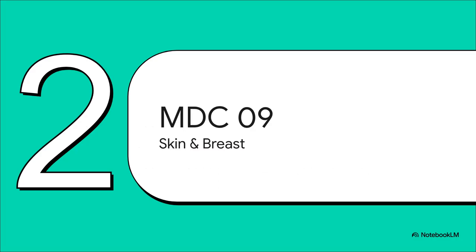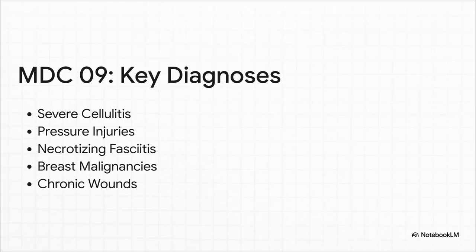Section 2. MDC 09, skin and breast. Okay, now that we've conquered bones and joints, let's shift our focus to the distinct clinical scope of MDC 09. The key diagnoses here range from common infections to absolute life-threatening emergencies. We frequently code severe cellulitis, pressure injuries, and chronic non-healing wounds. But we also see high-severity conditions like necrotizing fasciitis, which is a severe, rapidly progressing infection of the fascia that requires immediate, aggressive surgical intervention. Breast malignancies also fall squarely right into this major diagnostic category.